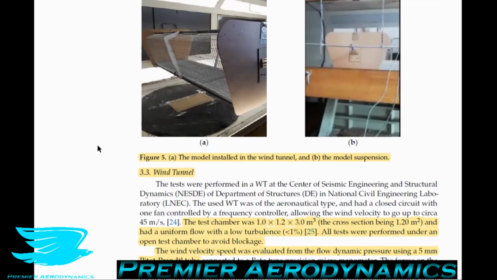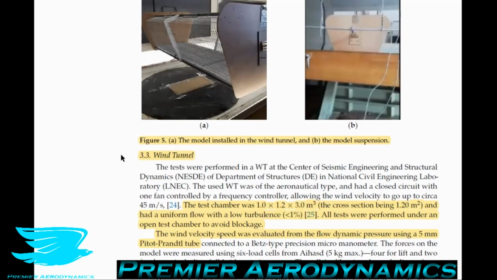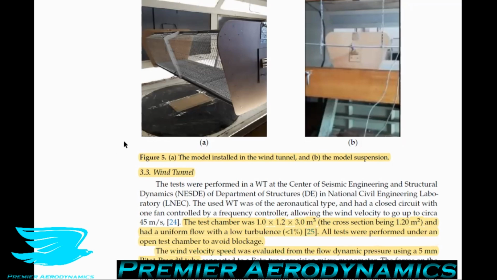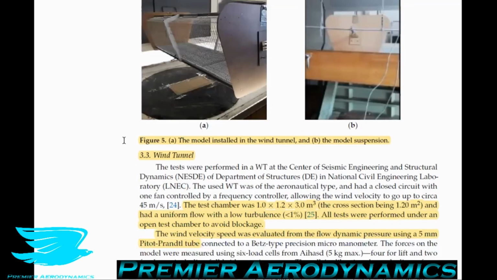So in terms of the wind tunnel, the test chamber was 1 meter by 1.2 meters by 3 meters. And it had a low uniform turbulence intensity level of less than 1%. However, they say all tests were performed under an open test chamber to avoid blockage. So this is interesting. They give you the test chamber dimensions, but they must be able to take the walls out and the roof out. And it may be a 3/4 open, or I'm not sure exactly which type of opening it is. But they say it's an open test chamber. So that means that you can put a bigger object in there without getting blockage effects.